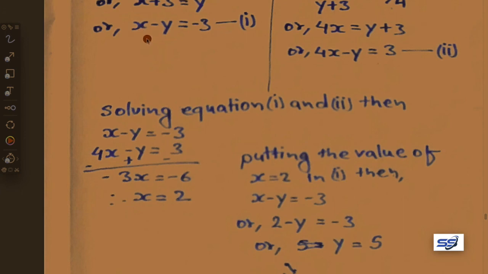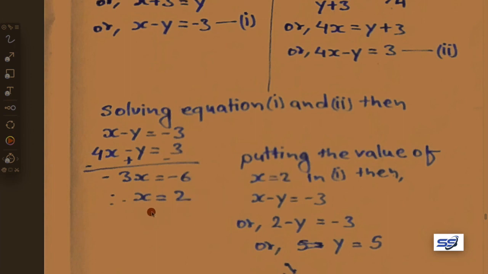Our first equation is x minus y equals minus 3, and the second equation is 4x minus y equals 3. To solve, we have to change signs. 4x becomes minus 4x, minus y becomes plus y, and plus 3 becomes minus 3. So minus y and plus y cancel, and we get minus 3x equals minus 3 minus 3, which is minus 6. Minus 3x equals minus 6, therefore x equals 2, as minus 6 divided by minus 3. On dividing 6 by 3 it comes 2, therefore x equals 2.